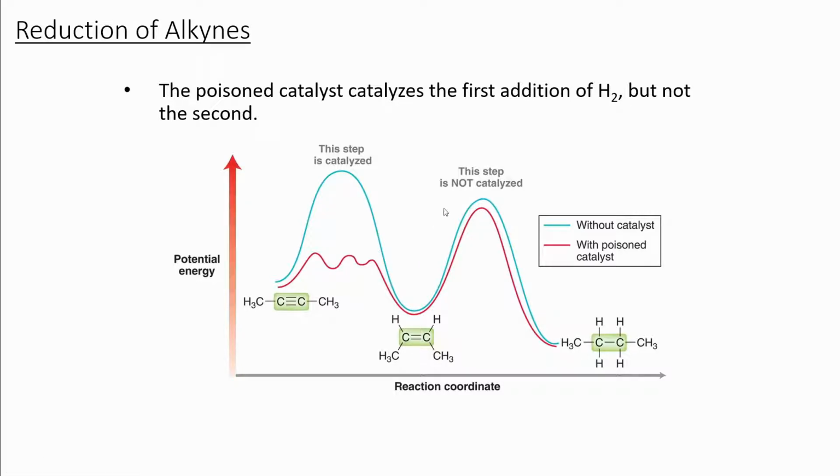The way this reaction works is that the catalyst is able to reduce the activation energy needed for the first reduction, but it does not reduce the activation energy needed for the second reduction. This means that we can obtain the cis-alkene product.